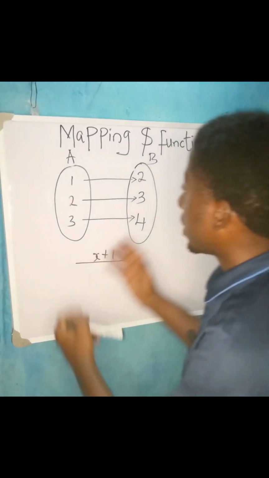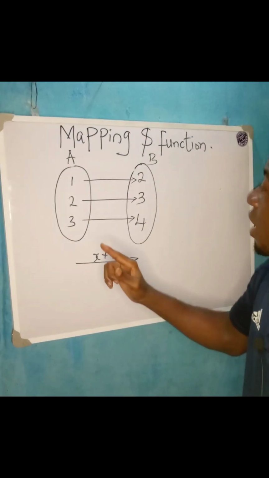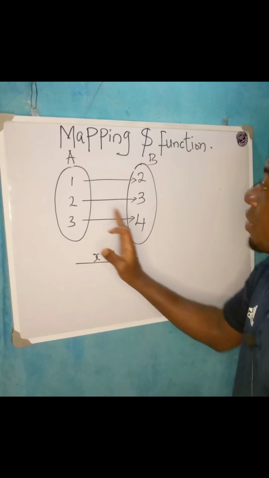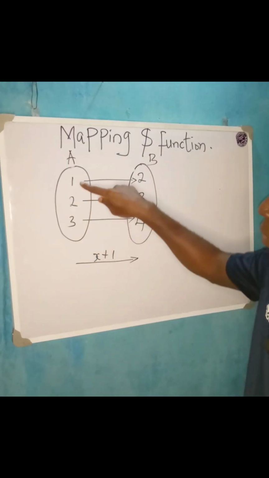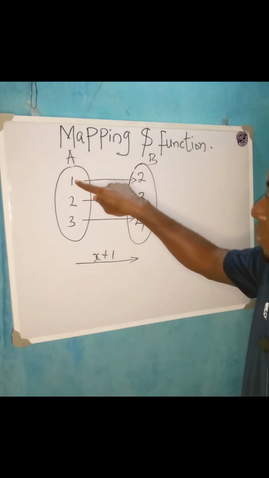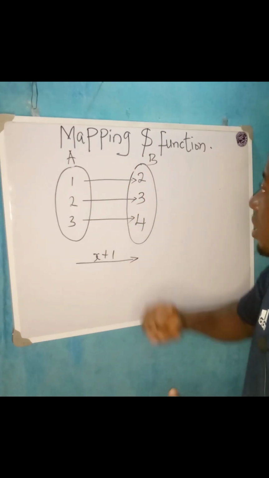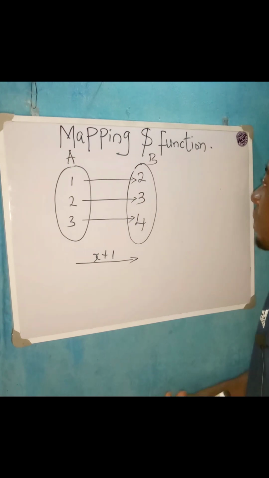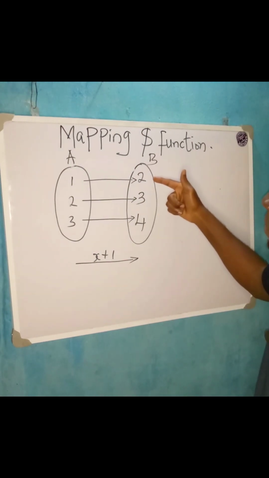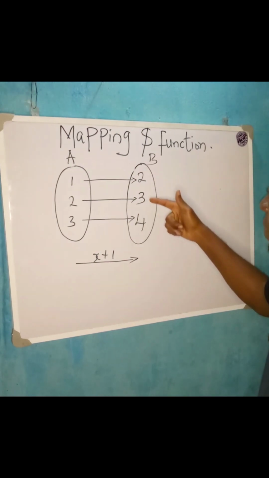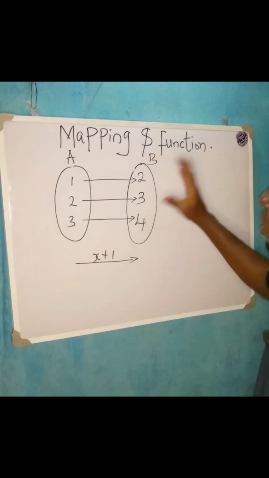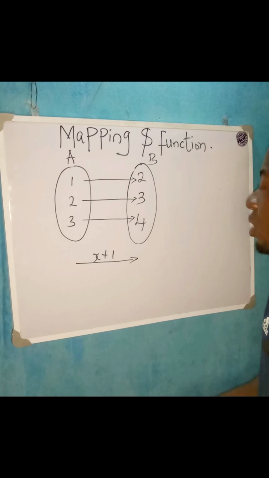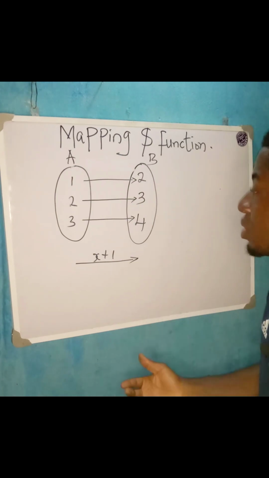Okay, so let's look at this now. We have the codomain and the domain on the board. In the domain we have the elements 1, 2, and 3, and in the codomain we have the elements 2, 3, and 4. But remember that these elements here are called the image. Okay, we can also call them the range.